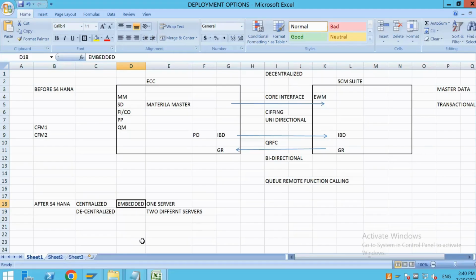Embedded. Because 70 to 80% of warehouses are working on embedded currently. Tomorrow I'm going to give the difference between these two, why we should go for centralized and why we should go for decentralized. Suppose you have more automation, then you should propose decentralized. That's the reason. Tomorrow in detail, 30 minutes we'll discuss this.